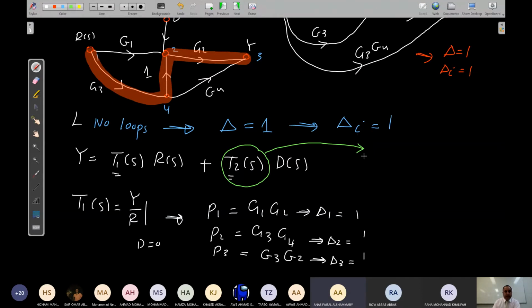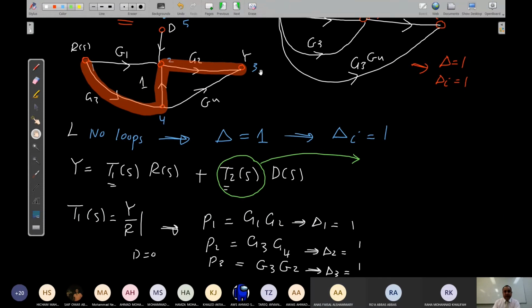G2, T2. So you are standing on D and you need to go toward Y. How many ways can I do that? Just 1. So simply here I'm having B D1, and this will equal G2, and delta of D1 is equal to 1. So now who can give me Y equal to 1?